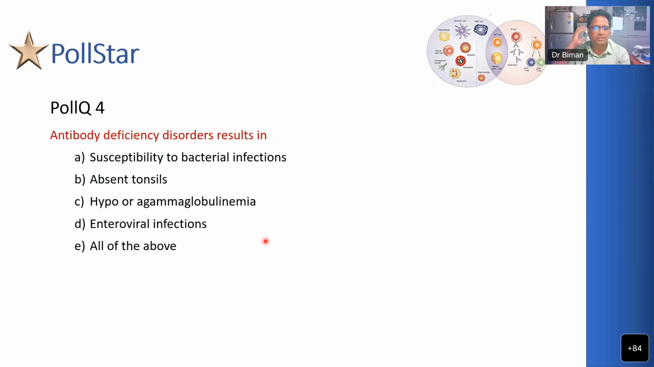Antibody deficiency disorders present with susceptibility to bacterial infections, absent tonsils, hypo or agammaglobulinemia, and enteroviral infections. The answer is all of the above; everything is correct here. Antibody deficiency disorders give susceptibility to bacterial and enteroviral infections. Remember, bacterial and enteroviral infections. Polio is very common; they are susceptible to polio infections. They also have absent tonsils, hypo or agammaglobulinemia on serum immunoglobulin analysis, and enteroviral infections.